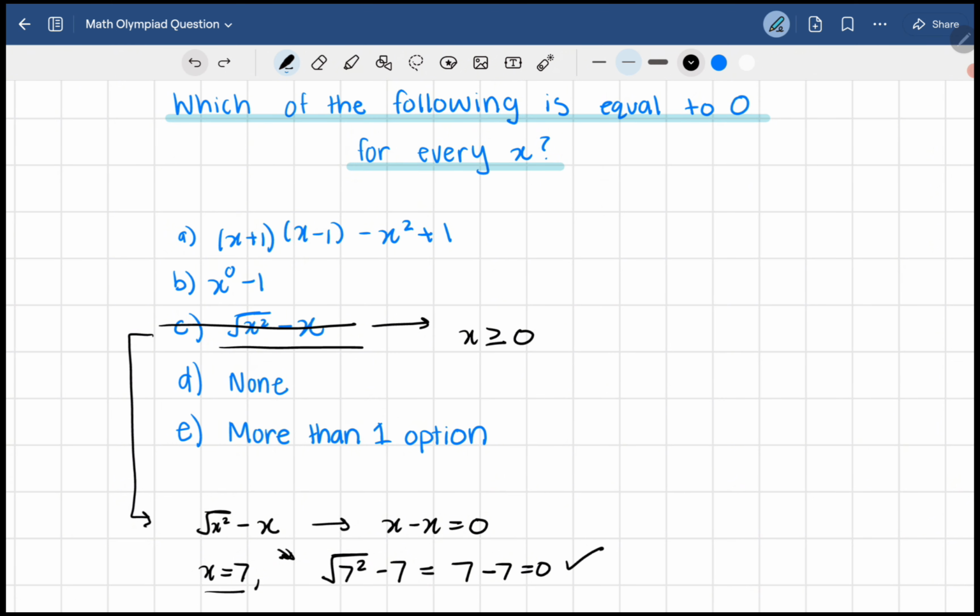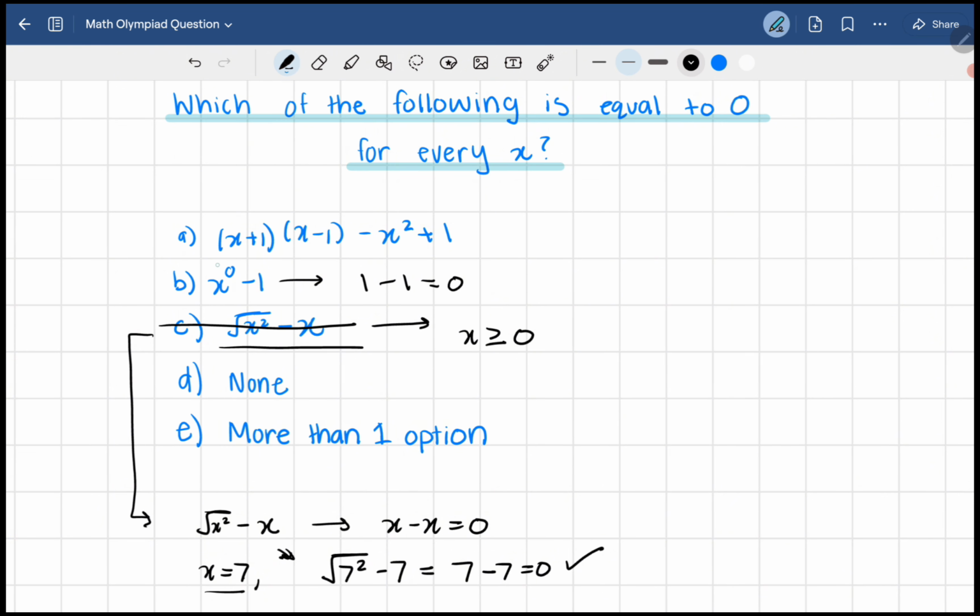The next thing that caught my eye was option B, x to the power of 0. Well, we know anything to the power of 0 is 1. And then you do 1 minus 1, which is 0. But once again, that's only true for negative and positive values, right? Because if you do, for example, negative 7 to the power of 0, that's 1. 1 minus 1 is 0. You do 7 to the power of 0, that's 1. 1 minus 1 is 0.